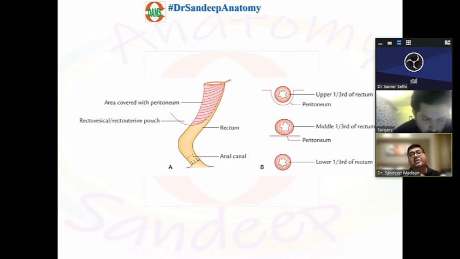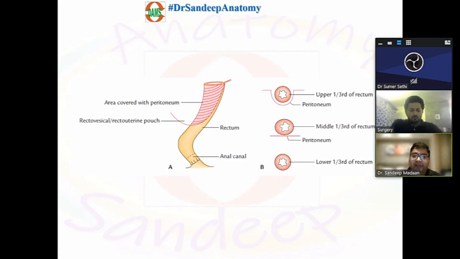But when this rectum is present in the pelvis, the peritoneum coming from above can only cover the upper part of the rectum. So far as peritoneal reflections are concerned, the rectum is divided into three parts: upper one-third, middle one-third, and lower one-third. The upper one-third has peritoneum in front and also at the sides. The middle one-third only in the front, and the lower one-third not at all related. Okay, so that is the relation.